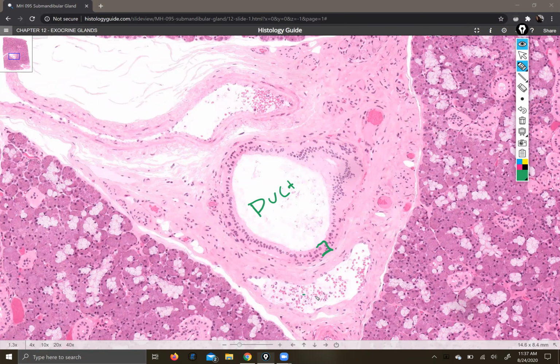This is a vein. Here's another vein. And as you can see, they're packaged in connective tissue. If I look closely, I can also see some nerves here.